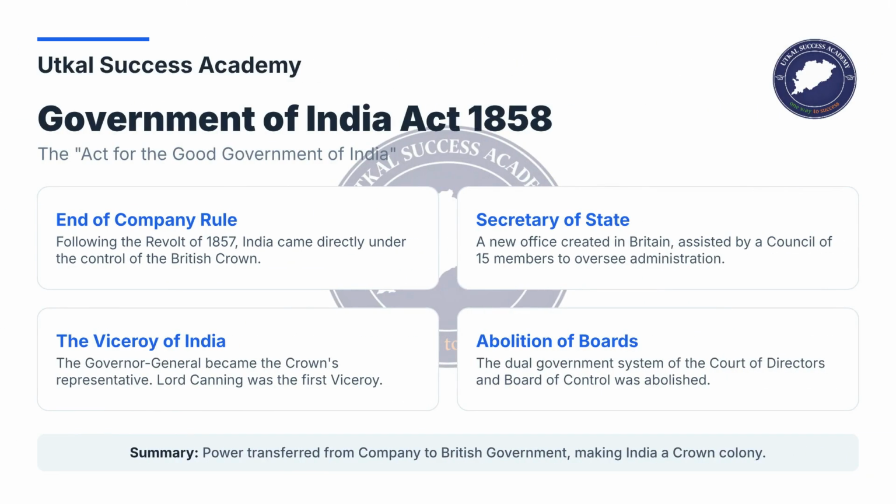The Government of India Act of 1858, also known as the Act for the Good Government of India, transferred control from the East India Company to the British Crown following the 1857 revolt. It created the office of the Secretary of State for India and designated the Governor-General as the Viceroy.